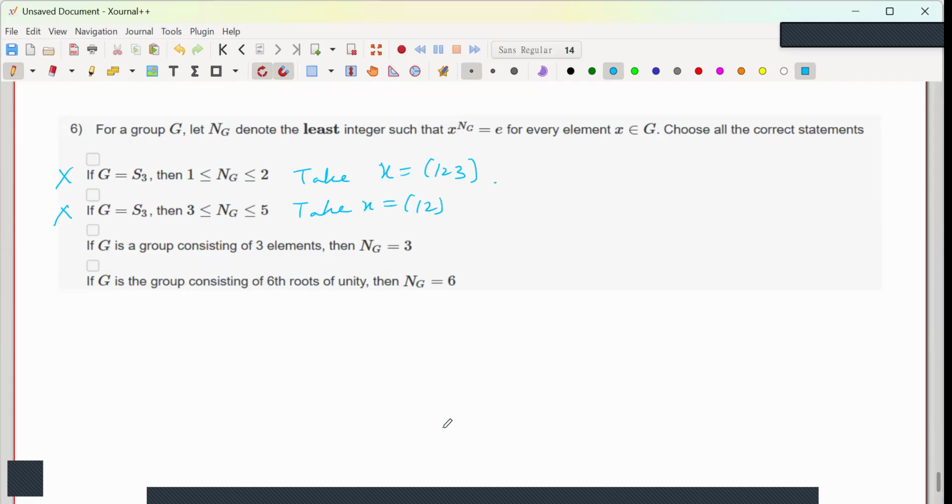If G is a group of 3 elements, then ng equals 3. That's true, because we know that x raised to the order of G is always equal to identity. And what about the fourth one? If G is a group consisting of 6 roots of unity, then again it's a group of order 6, and ng is equal to 6, because you have the primitive root of unity for which the order is 6. So the least part is there.